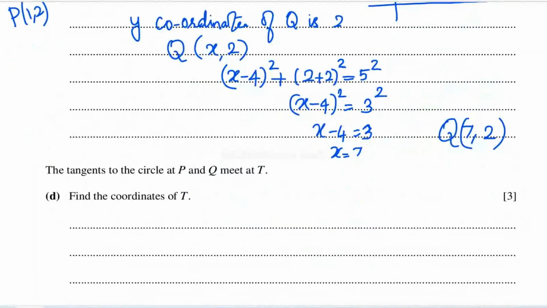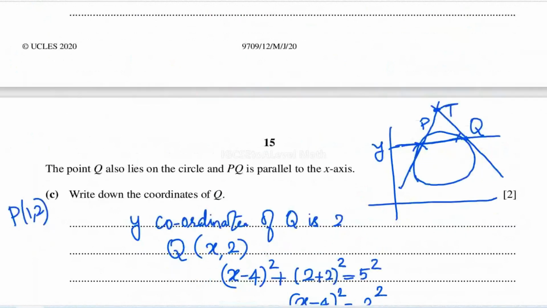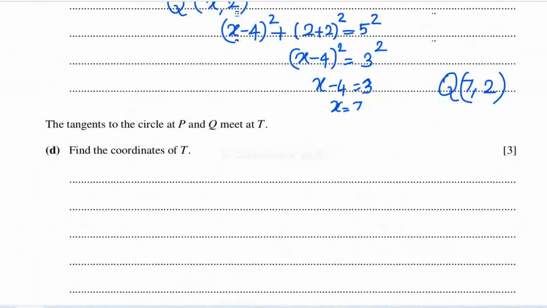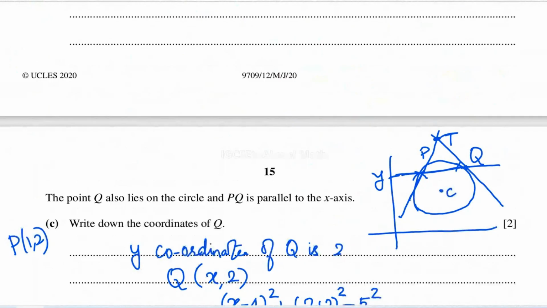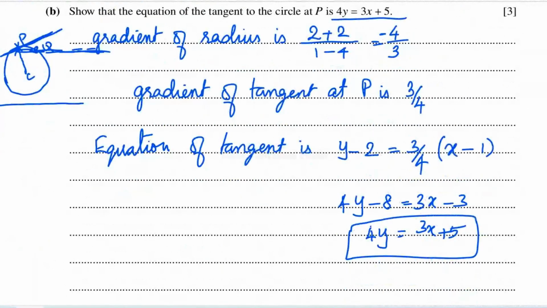Next part of the question is, the tangents to the circle at P and Q meet at T. Find the coordinates of T. So if you draw a tangent at P and if you draw a tangent at Q, it meets at the point T. So we have to find the coordinates of T. So in order to find the point of intersection of the two tangents, first calculate the equation of the tangents at P and Q. We already calculated the equation of the tangent at P, which is 4y equal to 3x plus 5.